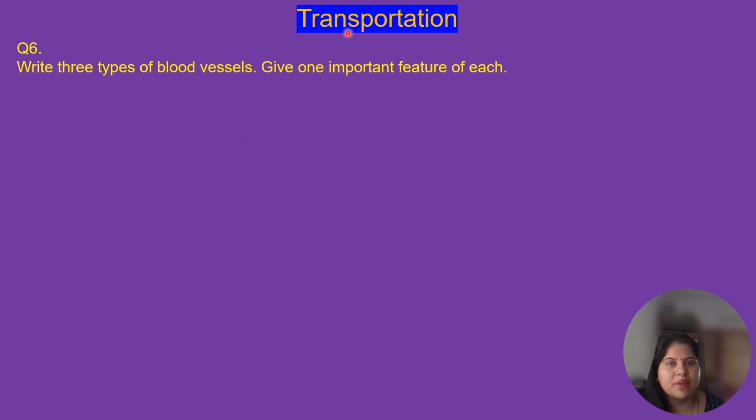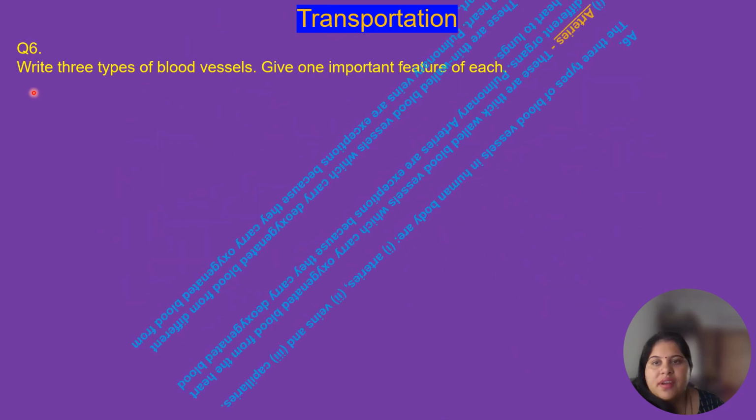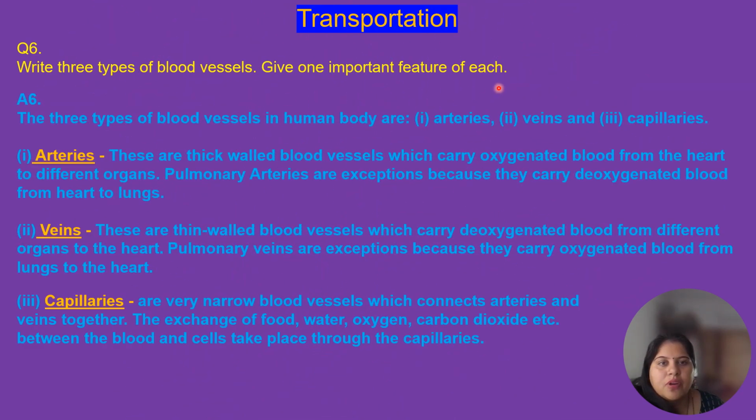Next questions are based on the topic of transportation. Now, the question is: write three types of blood vessels. Give one important feature of each. Our circulatory system consists of three main components: heart, blood, and blood vessels. Blood vessels are responsible for transfer of the oxygenated blood and deoxygenated blood. So there are three main blood vessels which transport the blood in our body. These are arteries, veins, and capillaries.